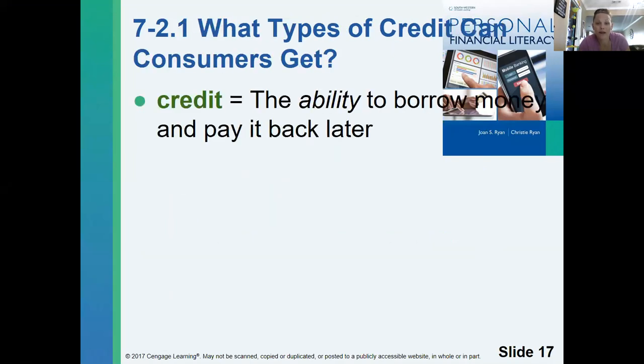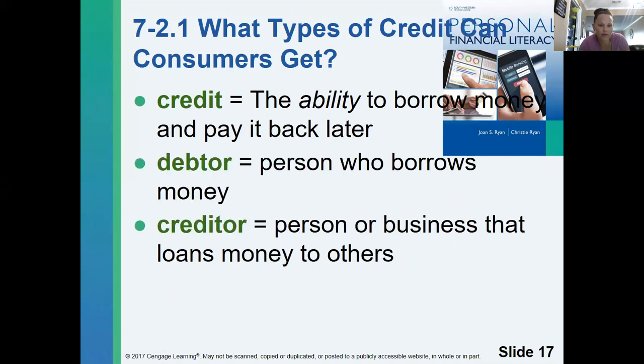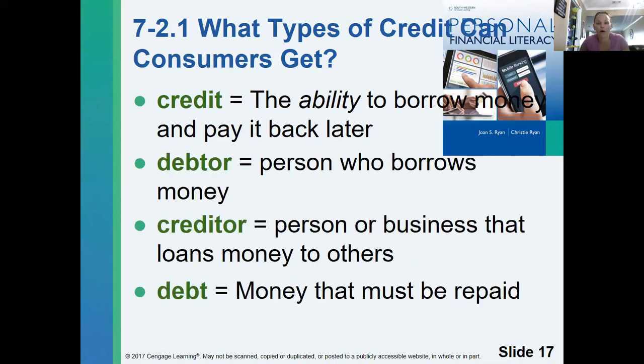So what types of credit can consumers get? First of all, let's define a few things. Credit is the ability to borrow money and pay it back later. A debtor is the person who borrows money. The creditor is the person or business that loans the money out. And debt is money that must be repaid. So credit is the ability to borrow money. Once you borrow that money, you now have debt that you have to repay.